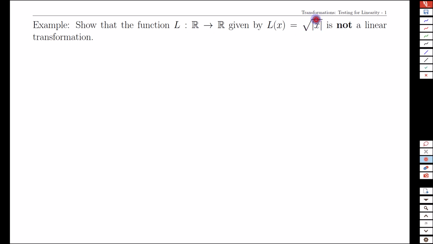We have the absolute value function here and the square root. The absolute value is to guarantee that every input has a valid output, which is one of the requirements for our linear algebra definitions of functions. But with that, we're fine. So what we can do is note that we expect, because there's a square root, we expect this not to be linear.